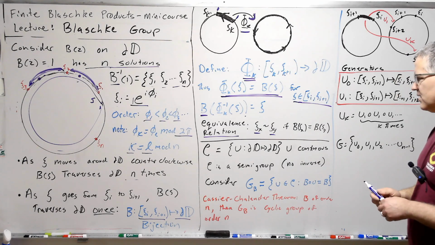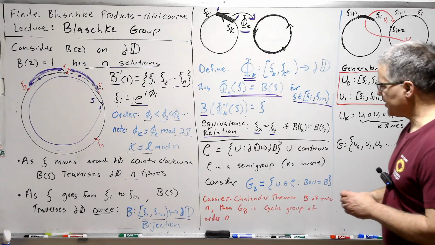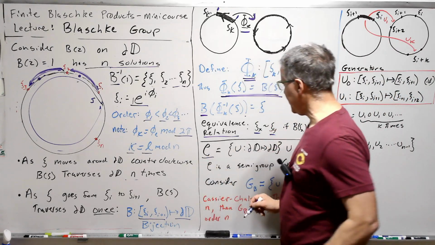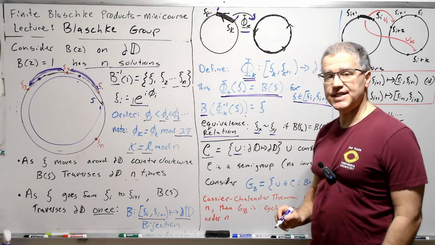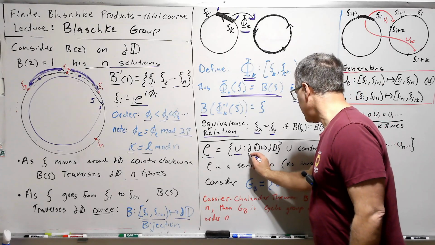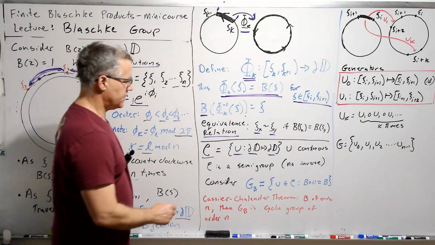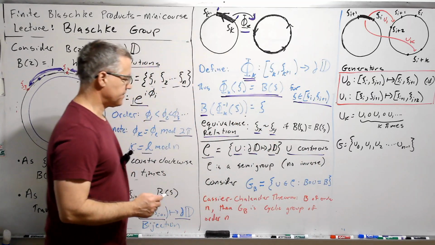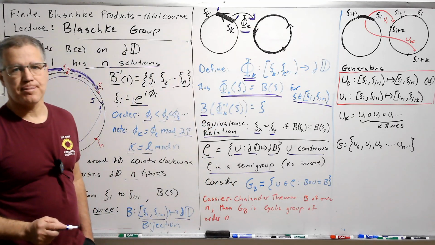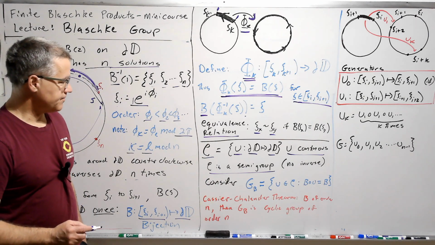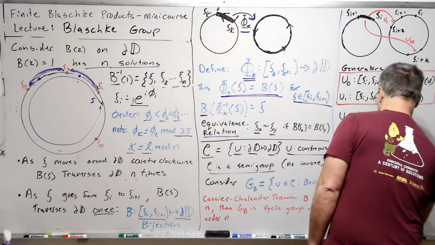Okay, so now we want to build a group, this Blaschke group. So we're going to consider this set, fancy C here, as the set of all functions U. These are continuous functions that map the unit disk to the unit disk. So as it stands, these form a semigroup. They're closed, a semigroup under composition.